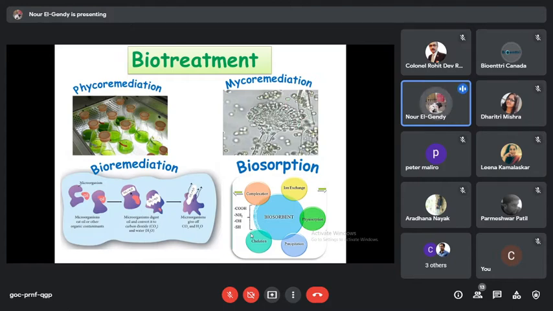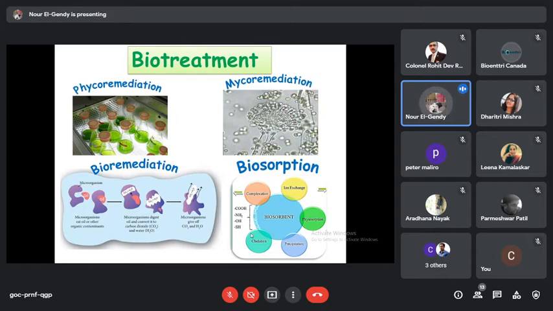By applying algae, which is phycoremediation, by applying fungi, which is mycoremediation, by applying bacteria in two processes, which is biostimulation by adding only nutrients and biosurfactant to make the indigenous microbial population work to solve the problem, or by applying bioaugmentation, which is applying nutrients, biosurfactant, and also the microorganism to enhance the process of bioremediation.